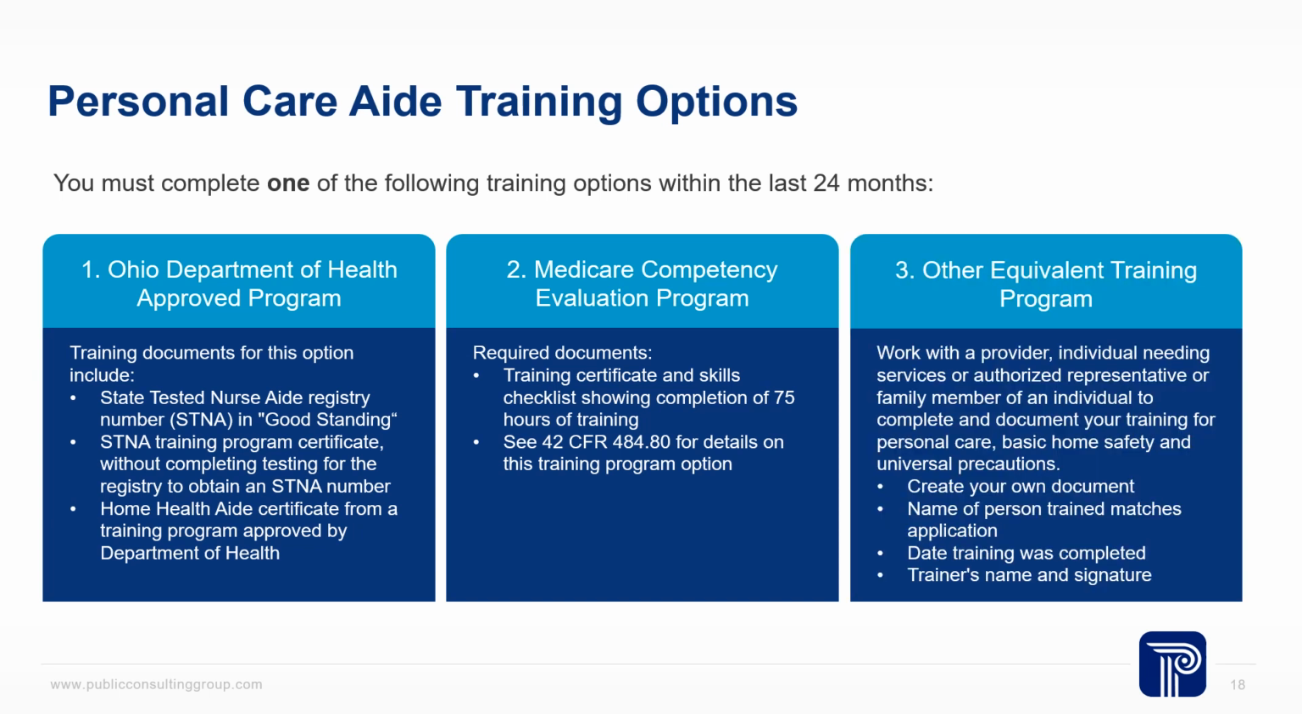The last training option is the Other Equivalent Training Program. Other Equivalent Training allows you to meet your training requirements by working with a provider, individual's authorized representative, or individual's family member to complete training and create a training document. The document must include training completed in personal care aide services, basic home safety, and universal precautions. The training document you submit must verify you are the person receiving training, the training complete date, and the trainer's name and signature.